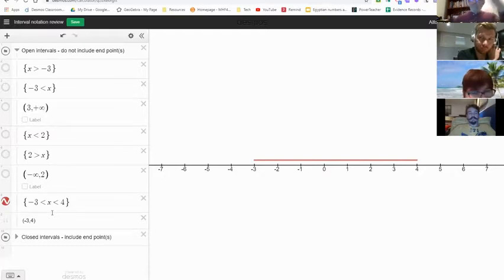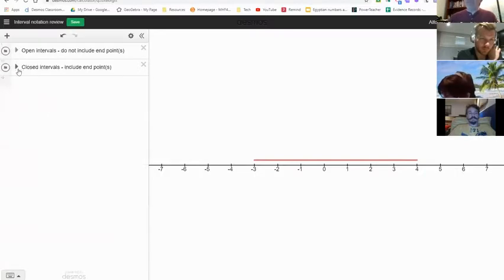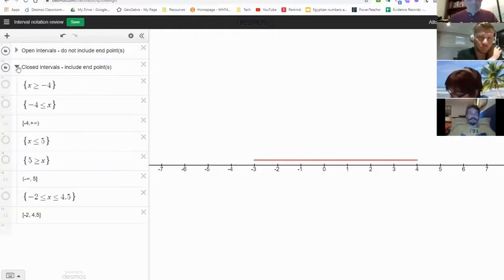And you might be asked to do some of these with decimals in upcoming problems, but now you understand. All right, so that's open intervals. The other type of interval is a closed interval. And the difference is very simple. An open interval does not include the endpoints. A closed interval does.